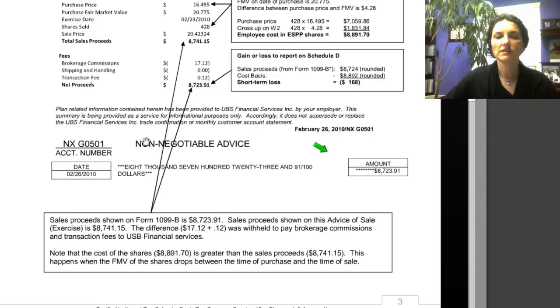So the sales proceeds shown on the Form 1099-B is $87.2391, and the sales proceeds shown on the advice of sale are $87.41.15. The difference is $17.12 and 12 cents respectively. This amount was withheld to pay the brokerage commission and transaction fees to USB Financial Services, and those brokerage commissions actually reduce his profit or increase his loss.